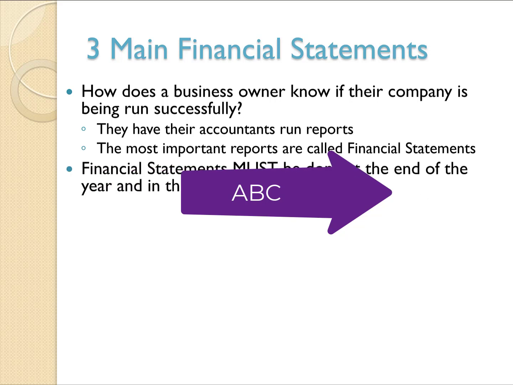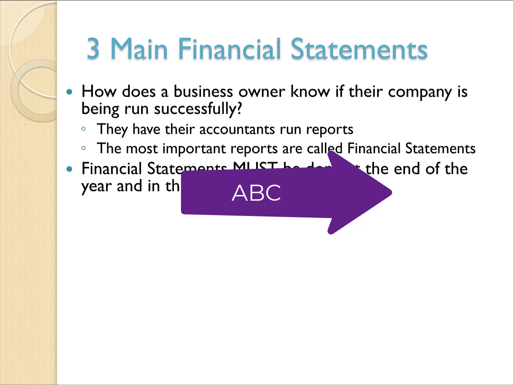Now, an owner could ask for the statements more frequently than once a year, like maybe once a quarter, once a month, but they have to be done at least once a year at the end of the year in order to tell if the company's made a profit, because that will determine if they need to pay taxes or not. Financial statements also must be done in this order.